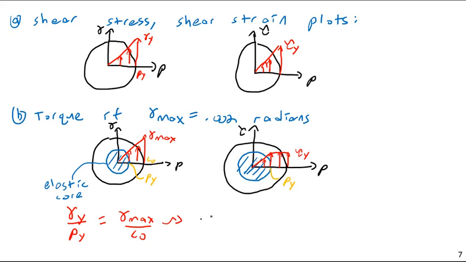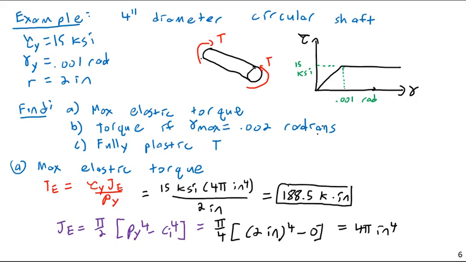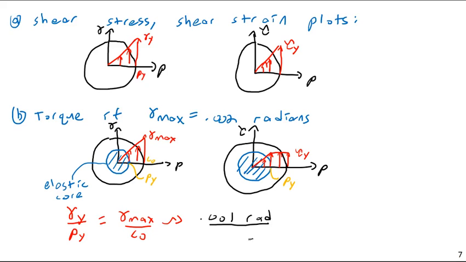That 0.001 radians over, and this would have been calculated based on, actually it wasn't calculated, this was given. We were told that the yield strain was 0.001 radians over the yield radius, rho y, equals 0.002 radians over 2 inches. And from this, we get that rho y is equal to 1 inch. So the radius of the elastic region, of the elastic core, is 1 inch.